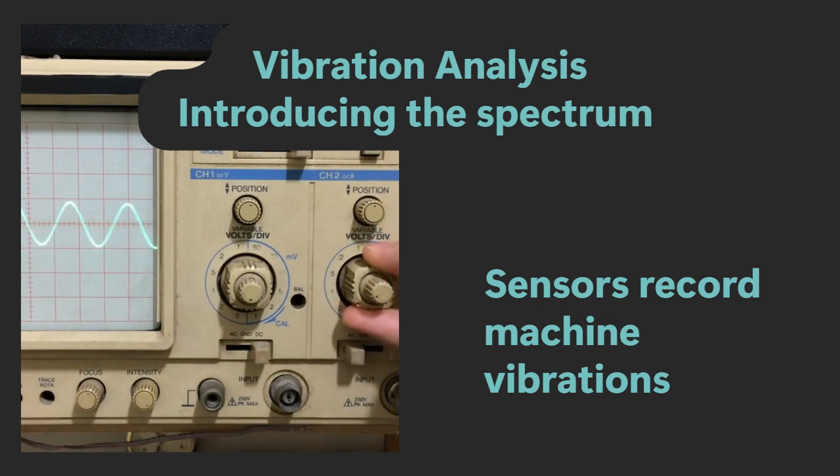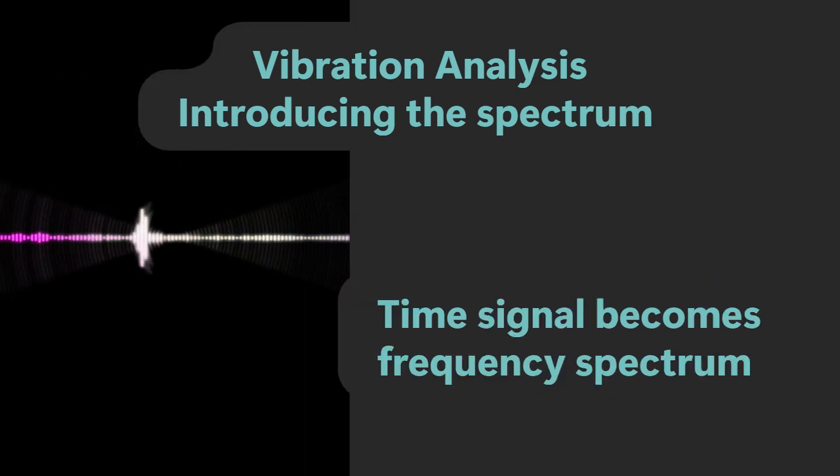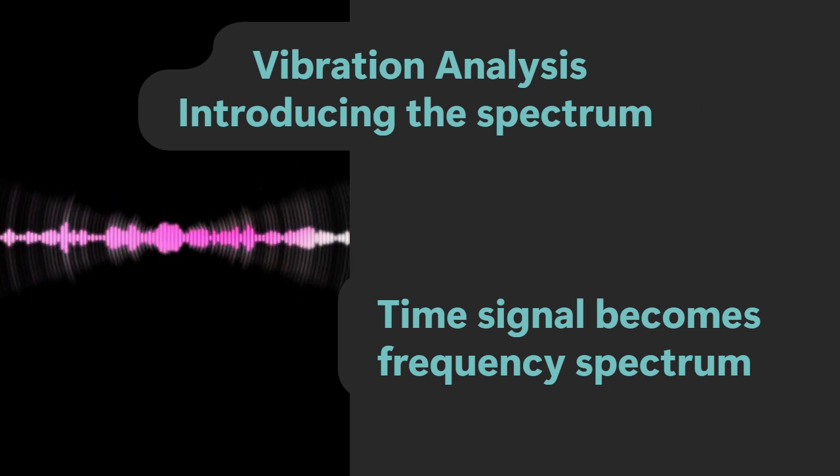In vibration analysis, sensors record how a machine shakes, but raw time signals can be chaotic. Through mathematical processing, these signals are translated into the frequency domain, creating a spectrum that reveals distinct peaks and patterns.